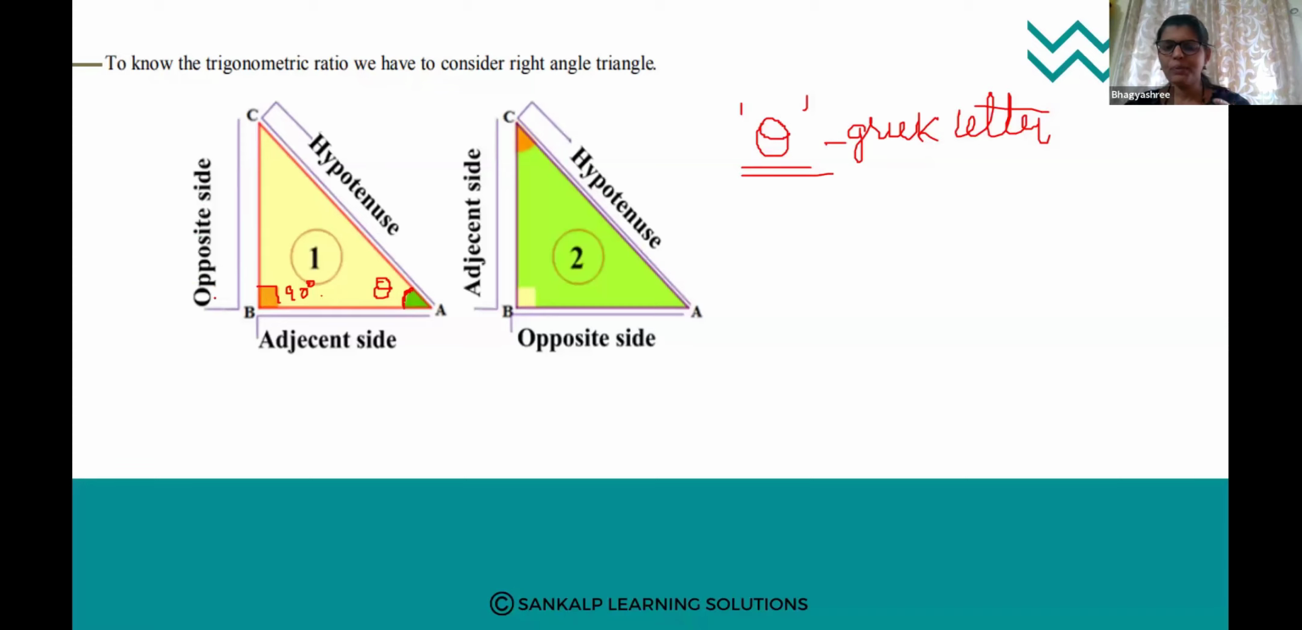Actually these words are new words for you, right? Adjacent side, opposite side, hypotenuse. Hypotenuse we know already. Opposite side, opposite side means, let us see.